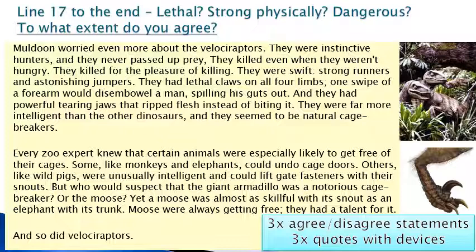Remember the word lethal means causing death. Dangerous might just mean causing injury or causing peril. Strong physically, we're referring to their bodies being strong and powerful. Okay, so pause there, select for yourself 3 quotes with devices, 3 reasons why you agree or disagree.